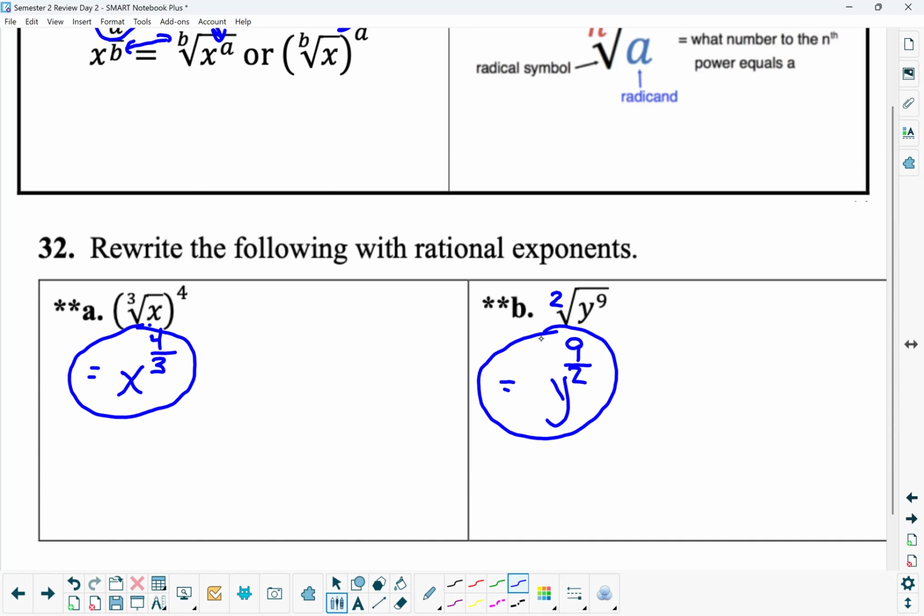And that is the end of the day 2 review. Now you can go back and work on the non-double starred problems, and that's your homework.